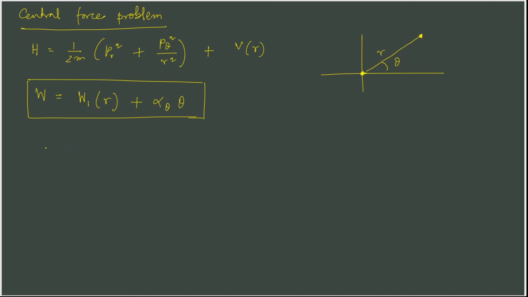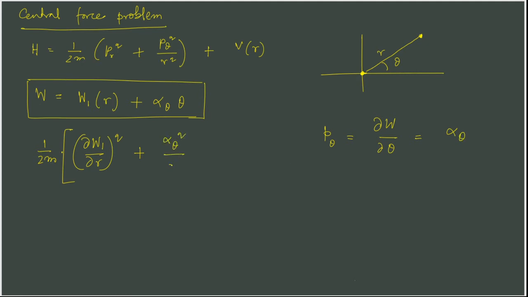As such, the Hamilton-Jacobi equation in this case would be simply 1 by 2m, and then p_r squared would be (∂W1/∂r) squared, because alpha theta is not a function of r, and then p_theta squared by r squared. So what would be the value of p_theta? Well, simple, p_theta is by definition ∂W/∂θ, so as such this would be simply alpha theta.